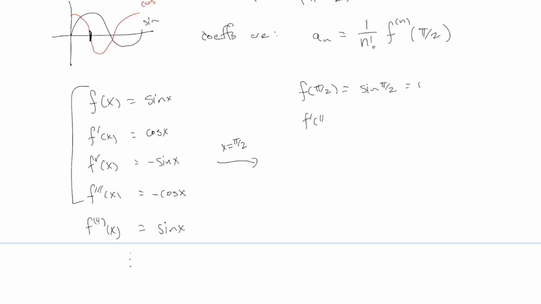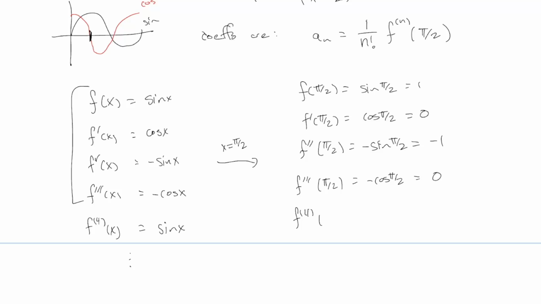All right, f prime of pi over 2, this is cosine of pi over 2, which is 0. The second derivative, you just got to work all these out. Negative sine of pi over 2 is negative 1. The third derivative is negative cosine, which is going to be 0 again. And then the fourth, I suppose you can do as many of these as you like until you see what the pattern is. After that, it's going to repeat in this kind of block of 4 terms, right?